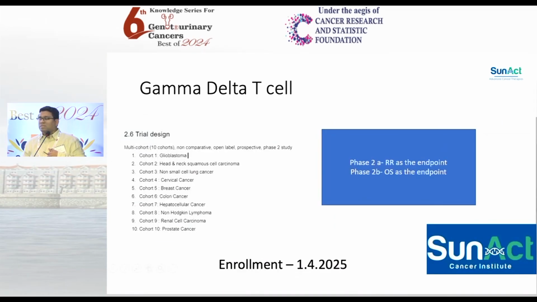With that, I would tell you that a gamma delta T cell adaptive trial is running at our center. We are doing it in 10 cohorts. Enrollment has started from 1st of April. We already screened 15 patients. And you could see cohort 9 is RCC and cohort 10 is prostate cancer. It is one of the largest trials for adaptive cell transfer. The phase 2A endpoint is response rate, and you would hardly get a phase 2 which would look at OS as an endpoint. The cumulative strength of the study is 450 patients, and this has been sponsored by the Singapore government.